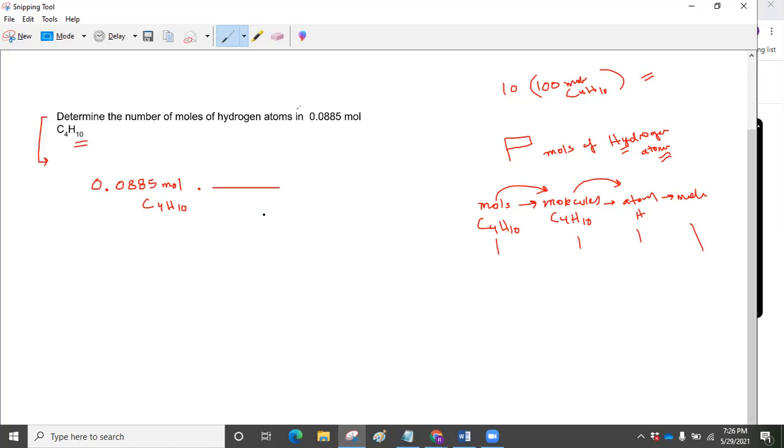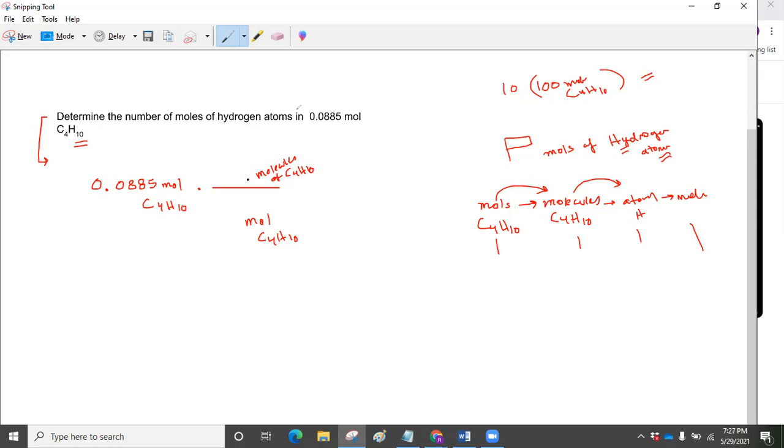And whatever this conversion factor is, you want to be able to set that conversion factor up in a way that you have moles of C4H10 in the bottom, and you're left with, in the numerator, what you want to convert into. And we want to convert into molecules of C4H10. That's what we want, molecules of C4H10. So do we have a conversion factor which can let us do this? And that's really the goal. And the answer is yes, right?